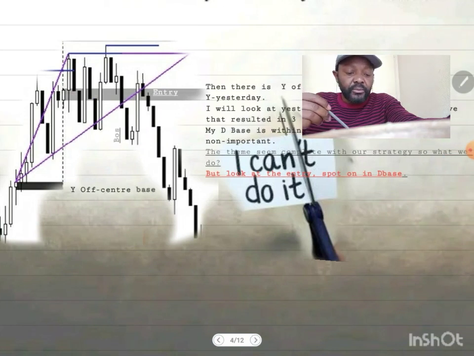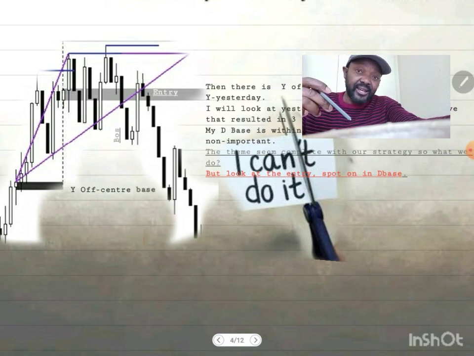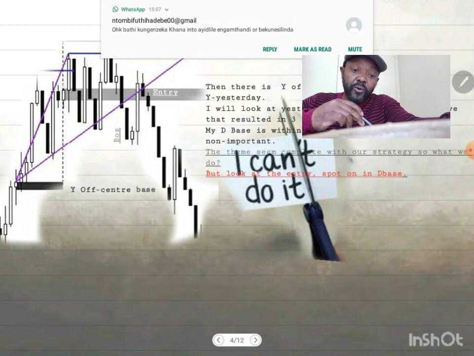Okay. Another point we talk about here is the Y base. This base, let's call it a D base because it's a daily base. And now there's a base that will sometimes come before today, yesterday. The base is not static. In a day it will be static, but then you will find that you come to a price action and there's already action that happened yesterday. So we go back and see a Y off-center base, which is a base that is before today.